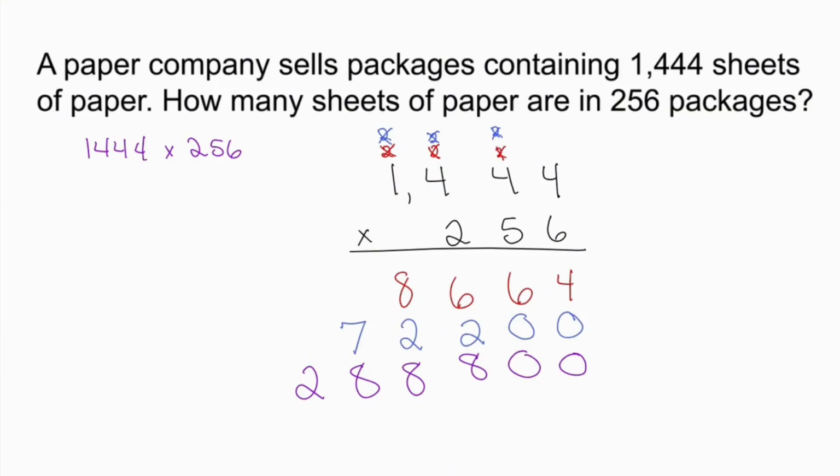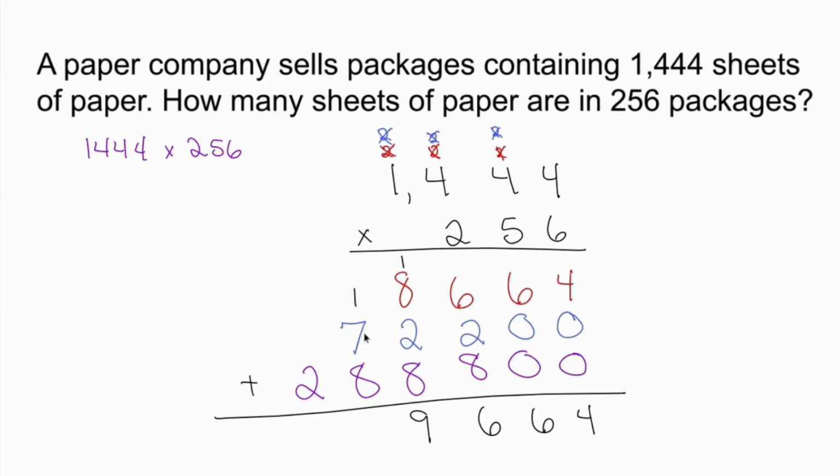Now we're going to take these 3 numbers and add them all up. 4 plus 0 is 4. 6 plus 0 is 6. 6 plus 2 is 8. 8 plus 8 is 16. Write out a 6, carry over a 1. 1 plus 8 is 9. 9 plus 2 is 11. 11 plus 8 is 19. Write out your 9, carry over a 1.